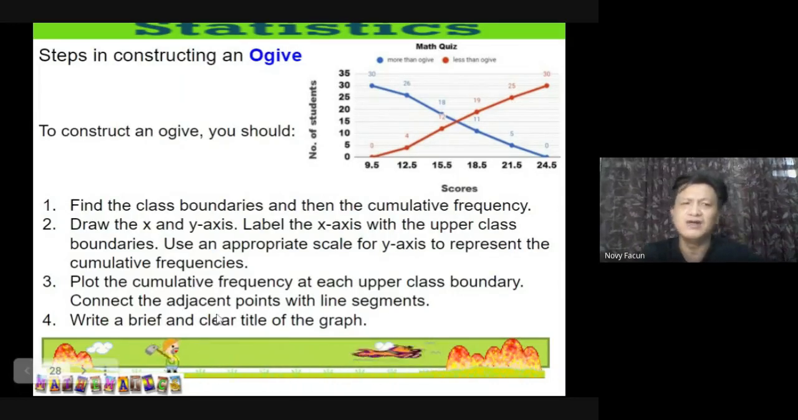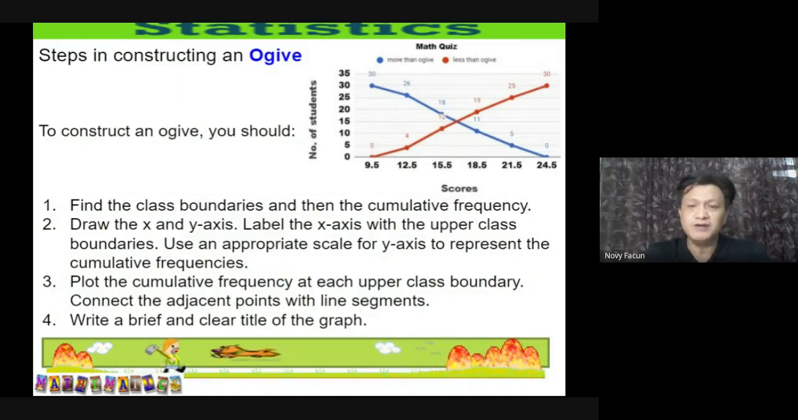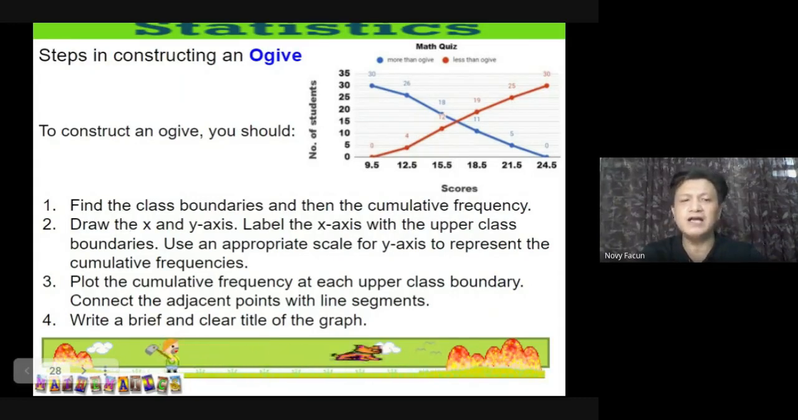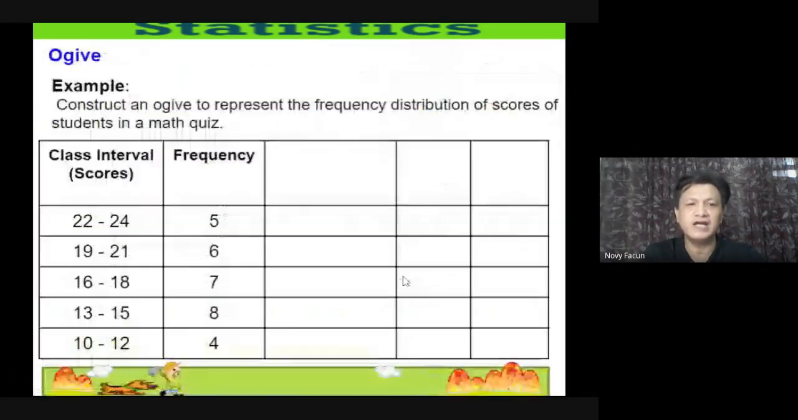Okay, babalikan natin, no? Kailangan pag gumawa ka ng ogive, ang kukunin mo lang dyan yung iyong cumulative frequency, whether that is less than, cumulative, or greater than. Yun yung coordinates natin. Yun yung magiging upper class boundary. Yun yung kukunin natin. But take note, i-include natin yung lowest class boundary. Then idugtong natin doon sa ating upper class boundary. Then write a brief and clear title of the graph. Don't forget that.